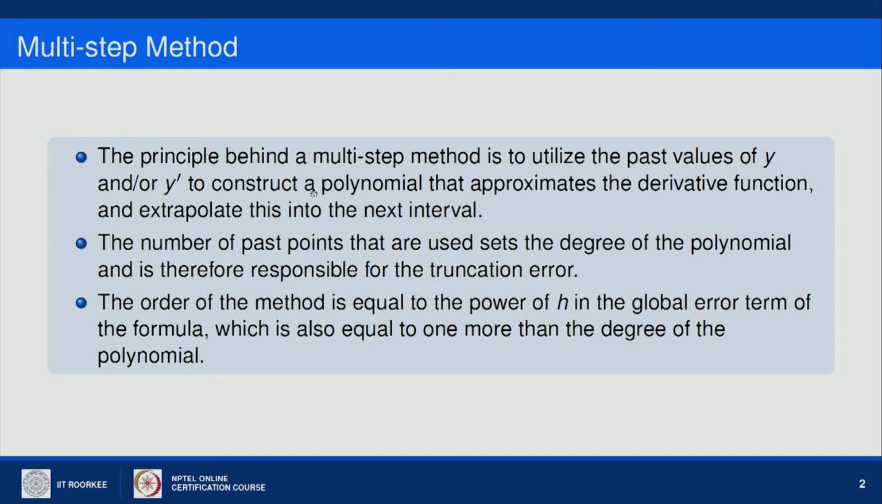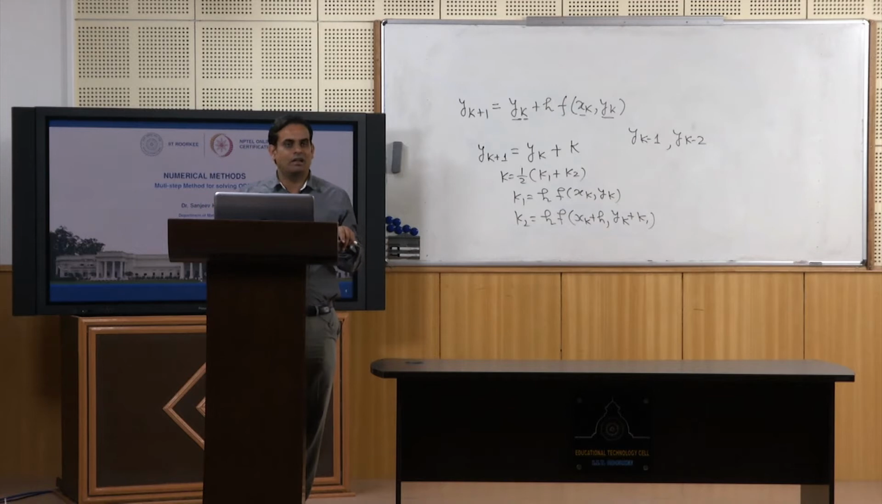So the principle behind a multi-step method is to utilize the past values of y and/or the derivative of y to construct a polynomial that approximates the derivative function, and then extrapolate this into the next interval. So basically, using 4 to 5 points we will construct a polynomial of degree 4 or 5, and for the value in the next iteration, or at the next point, we will extrapolate using this particular polynomial. The number of past points that are used sets the degree of the polynomial which we are going to fit, and is therefore responsible for the truncation error.